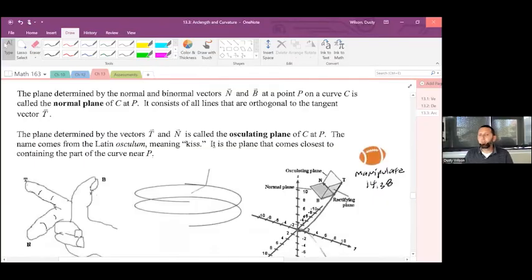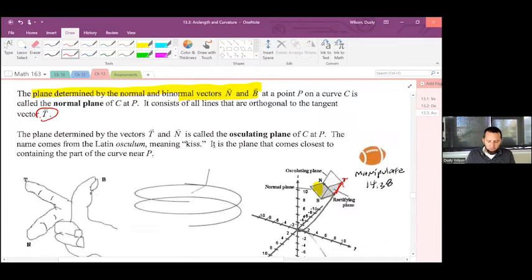The plane determined by the normal and binormal vectors N and B at point P on a curve C is called the normal plane of C at P. So this is the plane formed by the normal and the binormal. That would be this plane here. It consists of all the lines that are orthogonal to the tangent vector T. And here's that tangent vector T.